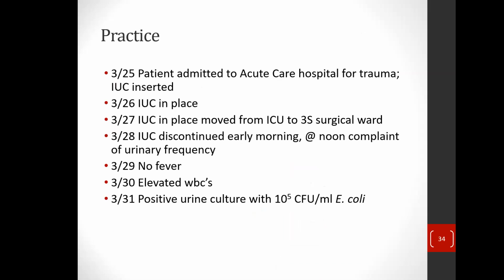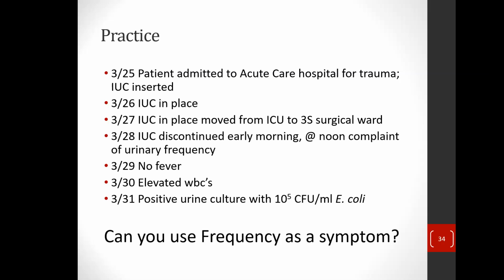So let's practice what we just went over so far as symptoms. So let's look at this. A patient was admitted on March 25th for trauma. They have a catheter in place on the 26th. And on the 27th, they were moved from ICU to 3 South. On the 28th, the next day, it was discontinued early in the morning, and at noon, they complained of frequency. No fever on the 29th. The 30th had elevated white count, and on the 31st, they had a positive urine culture with E. coli. Can you use frequency as a symptom here?